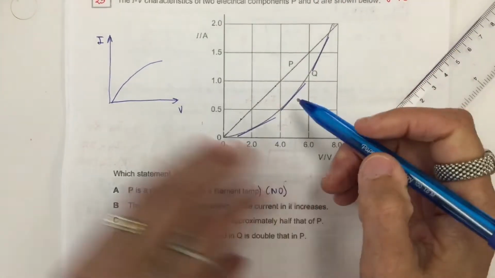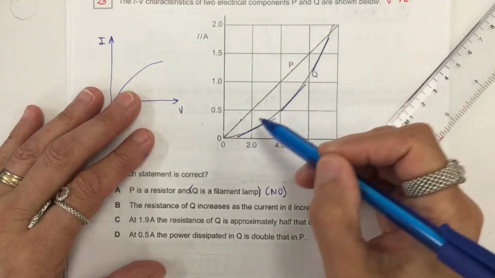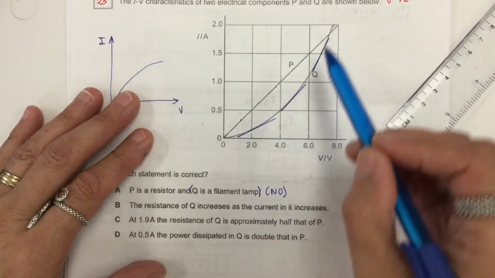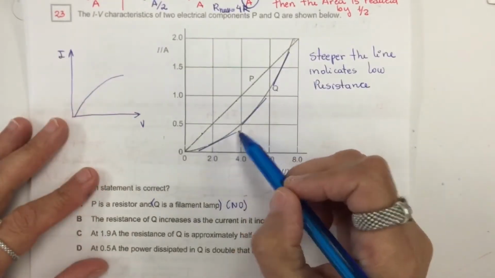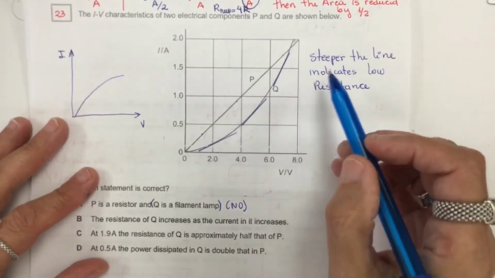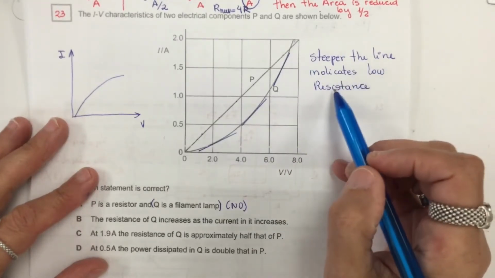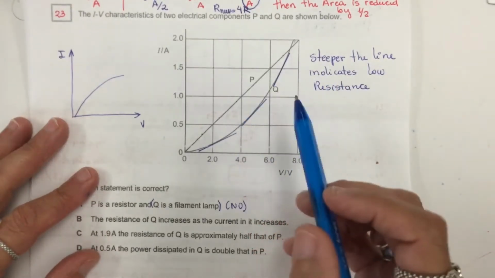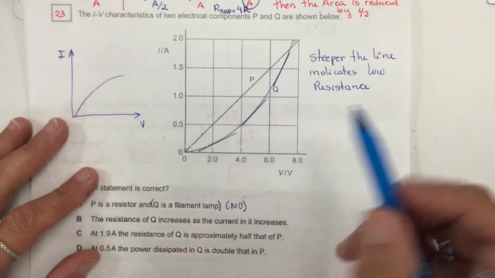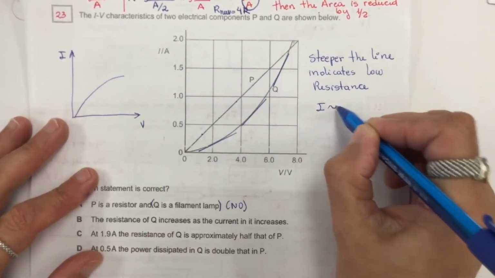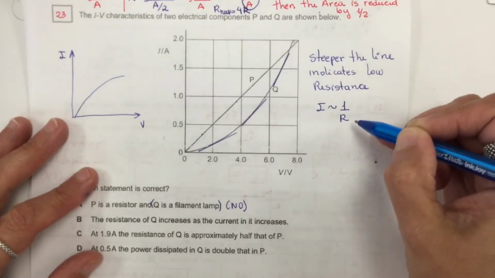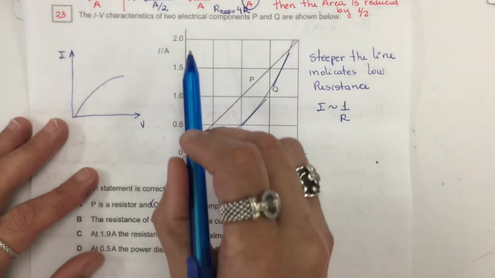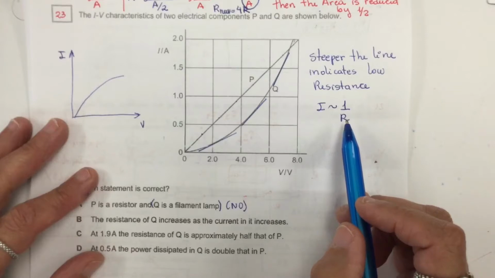So let's see what happened to those tangent lines as the current increases. This tangent line is getting steeper. A steeper line indicates the resistance is getting lower. Another way to see this is the current. Current and resistance are inversely proportional, which means that if the current is increasing here, the resistance is decreasing.